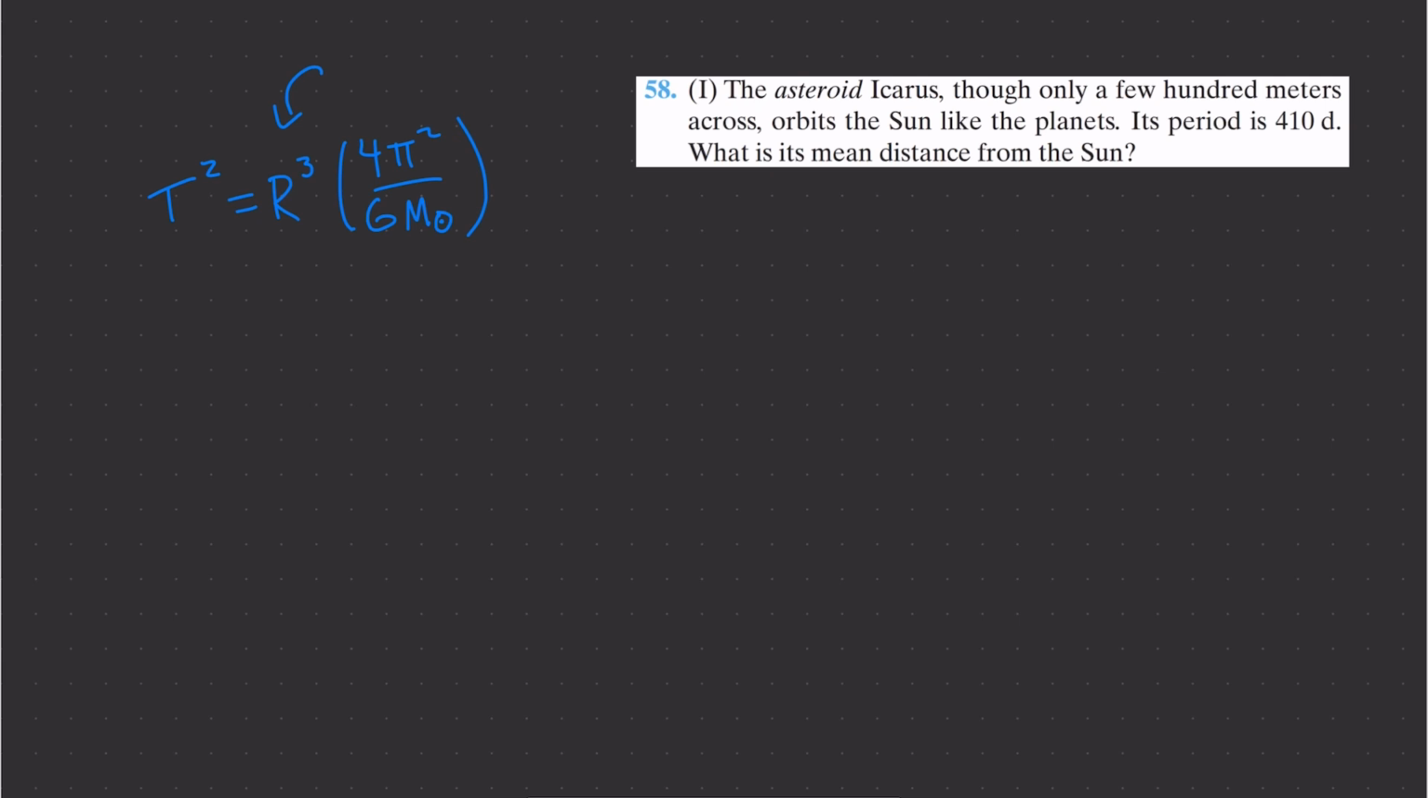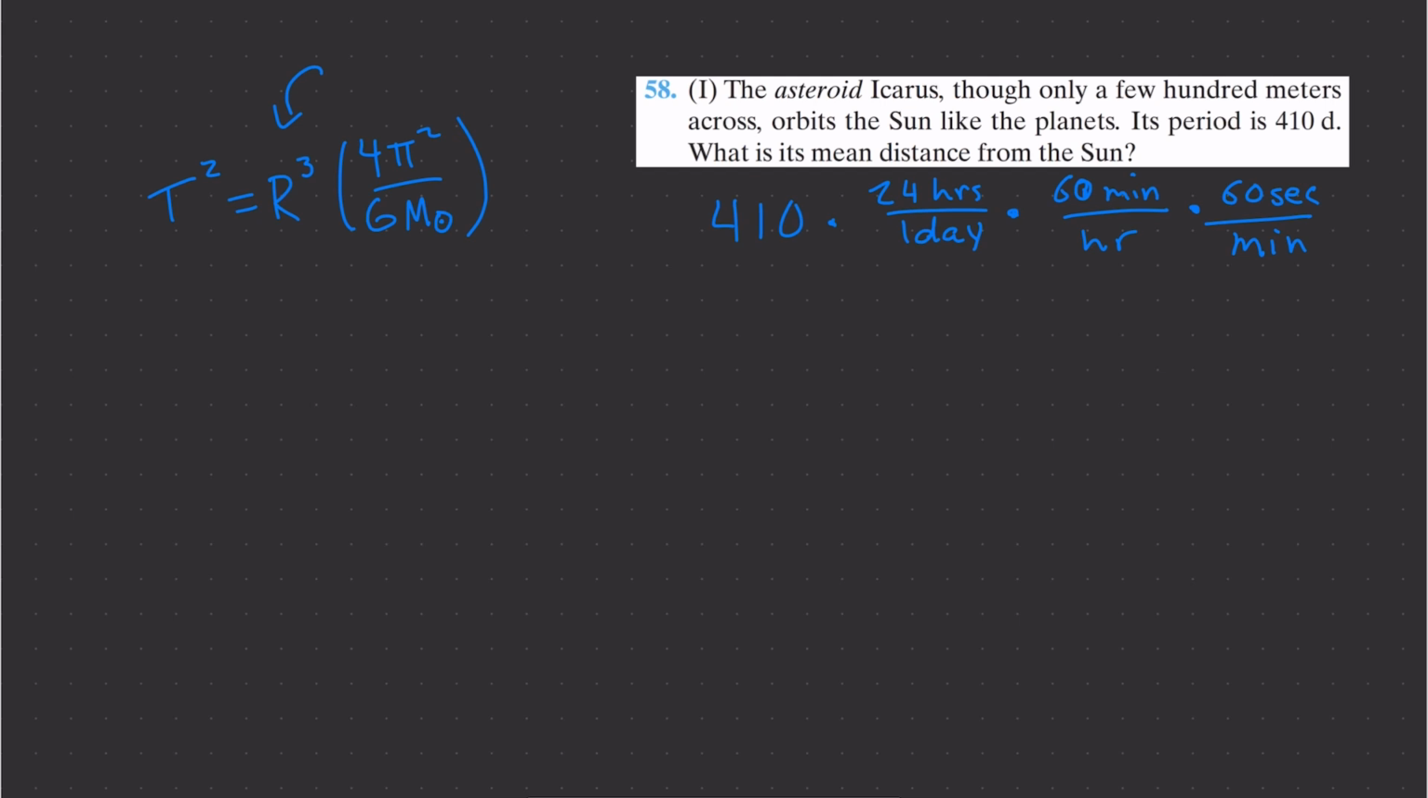So the first thing I'm going to do is take my 410 days, and I'm going to convert that really quickly over to seconds. The way that I'm going to convert that to seconds is I'm going to multiply that by 24 hours per 1 day, and then multiply that by 60 minutes per hour, and then multiply that one more time by 60 seconds per minute. All right, and that should give me how many seconds are in this period.